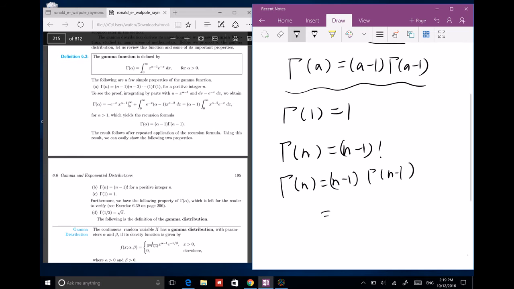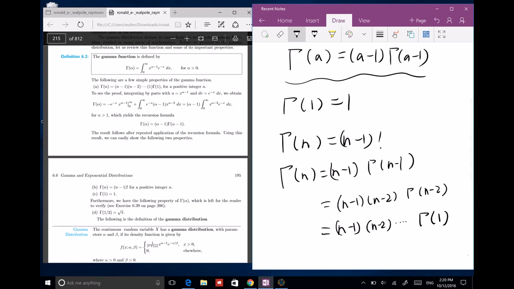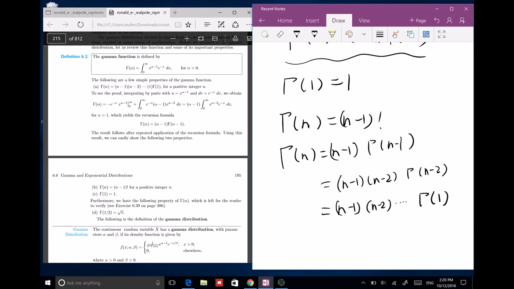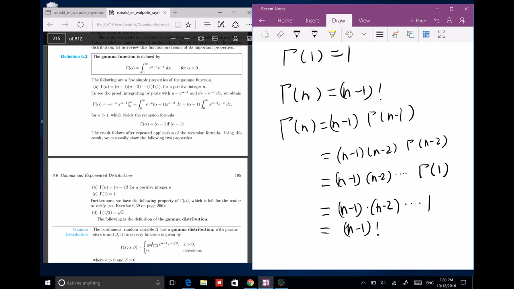Okay, then you continue: n minus 1 times n minus 2 times gamma of n minus 2. Then you continue n minus 1 times n minus 2 times, and so on. The last one is gamma 1, and we find gamma 1 is just 1. So it's n minus 1 times n minus 2 times, until the last number is 1, so gamma of n is n minus 1 factorial.